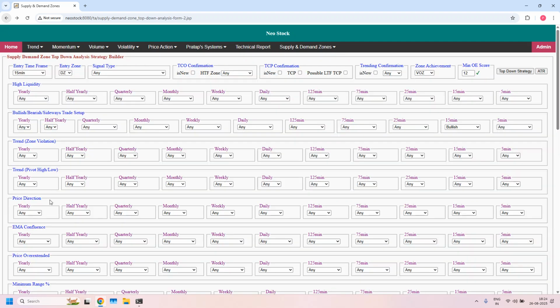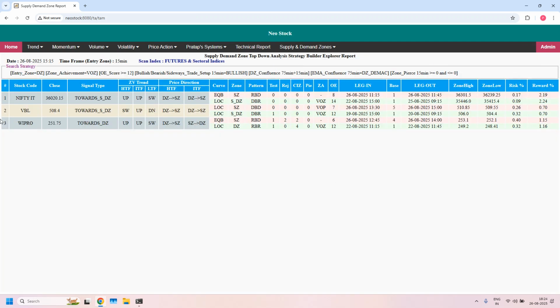Let's further filter based on EMA confluence. At 75 minutes, demand zone having daily EMA confluence, we are checking. So 3 stocks are filtered. That way these three 75 minutes demand zones might be having more high probability to get success, provided less than 20 checklist items are satisfied. Otherwise there are higher chances of zone violation.